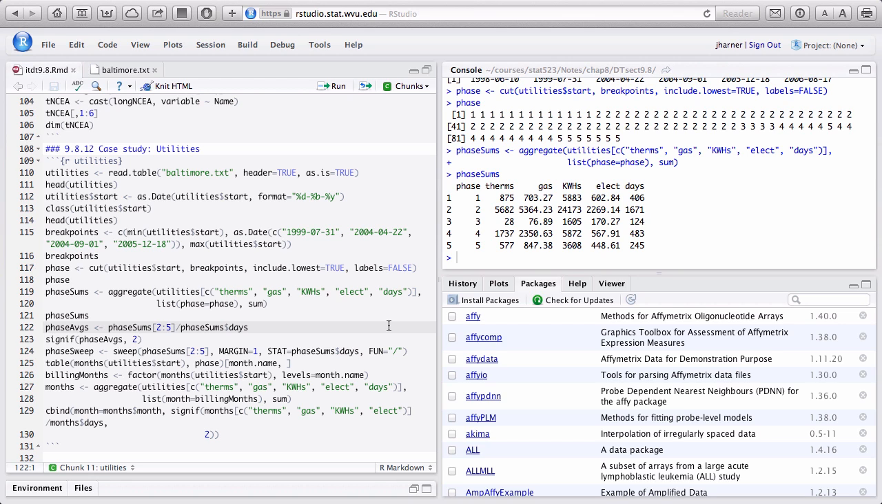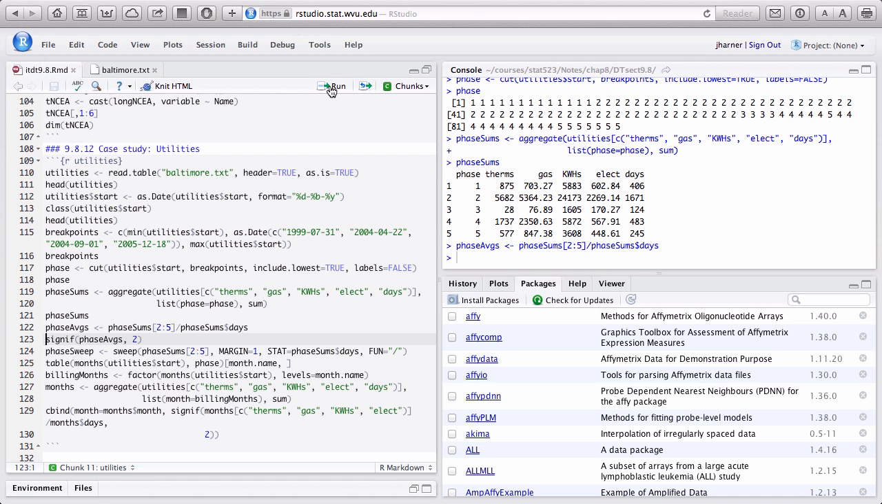Okay. So this is very interesting because we took a date, we split it up, and we were able to summarize by these break intervals. Now, suppose you want the average amount used by day. So I have more days here, so I'd like to know what is the average by days for these 5 phases. So I could say phase, I'm going to look at 2 to 5. I don't want 6 because that's days. So I'm going to divide by phase sums $ days.